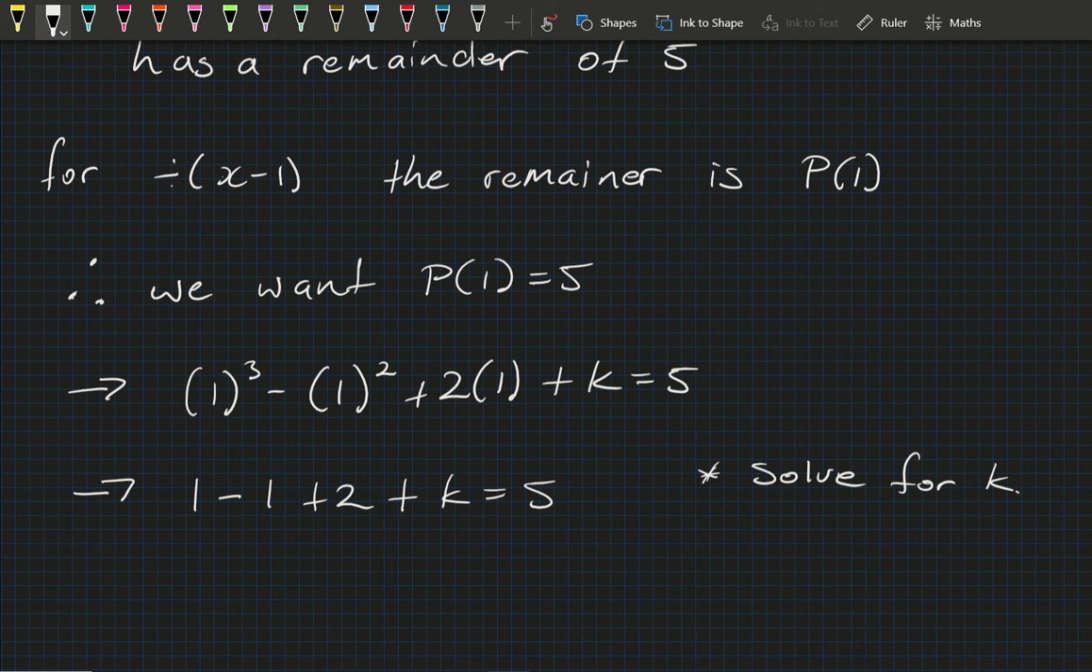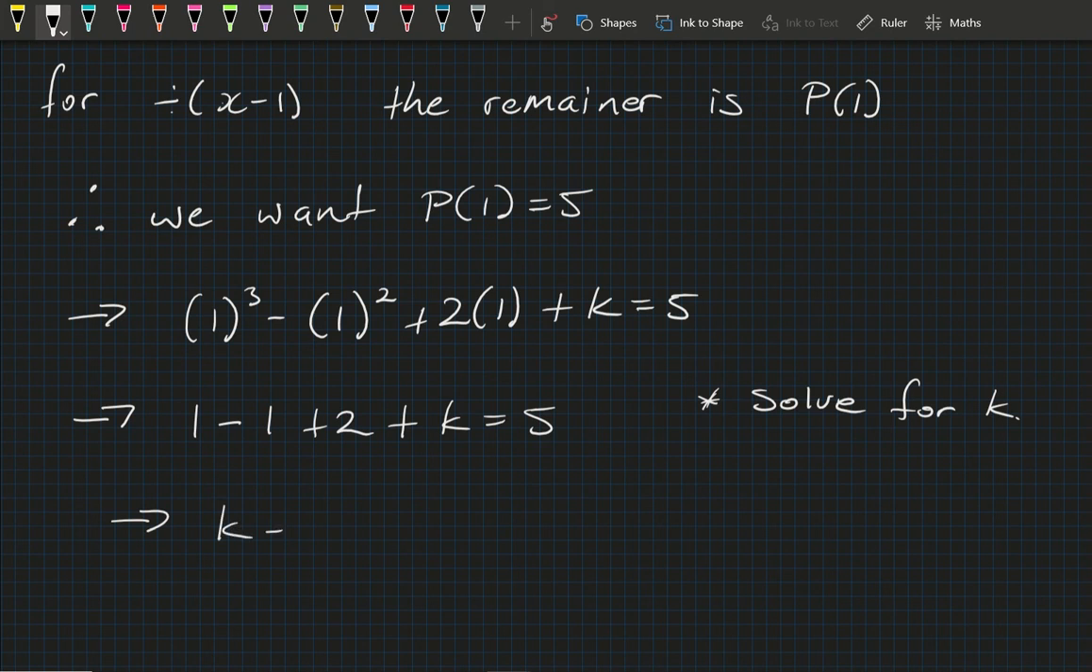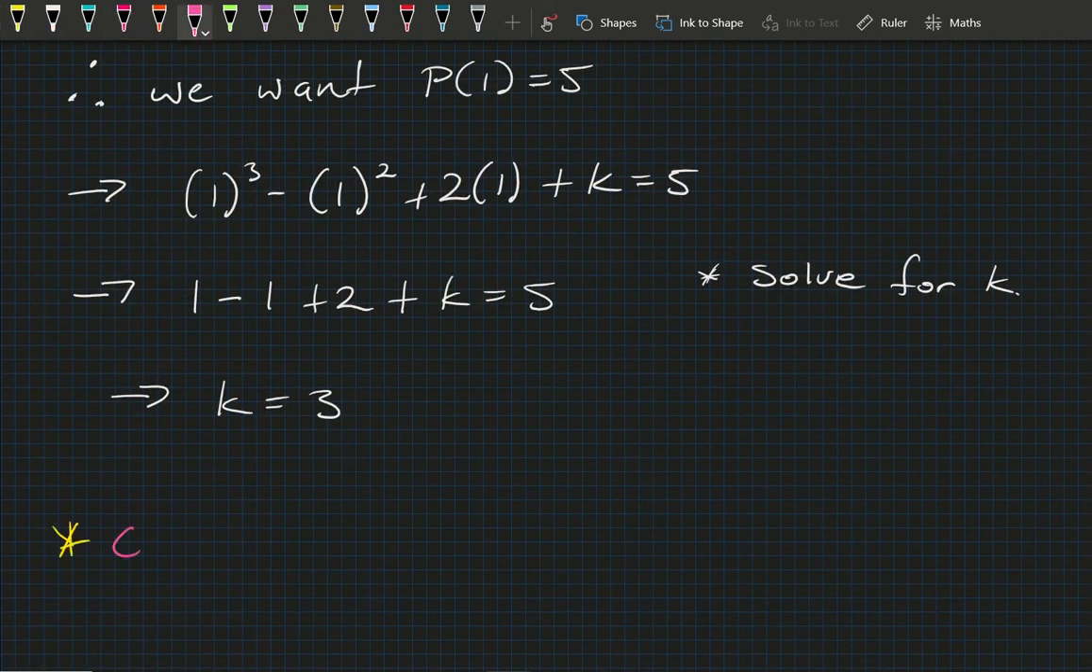Alright, so it's quite simple from here. We just need to subtract this over to the other side. So this is 1 minus 1 is 0, which is 2. So if I subtract 2 across from both sides, then k is equal to 3. So we've solved for k, and you could check.